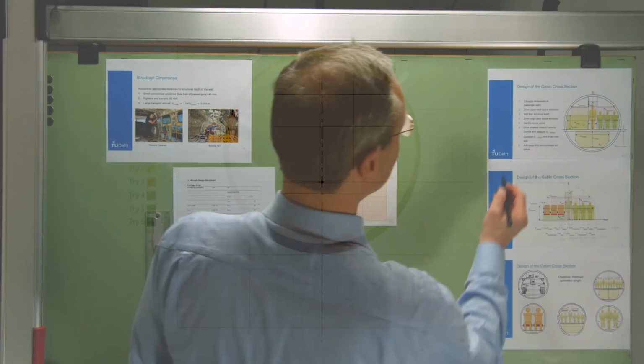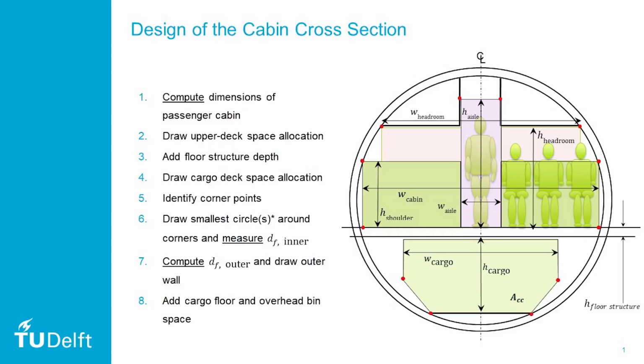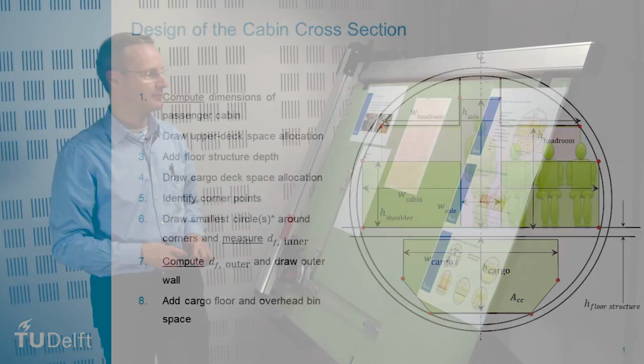So what we've done, we have computed the dimensions, we have the upper deck, the floor structure. In this case it was not relevant, we had no cargo, or some lower deck situation. We had the corner points, we have now drawn the smallest circle around it, and then the next step is to measure the inner diameter of the fuselage.